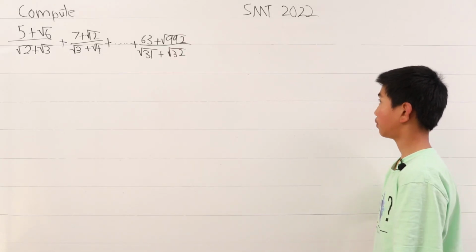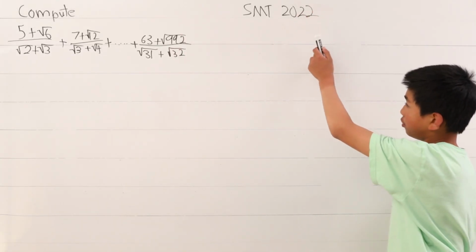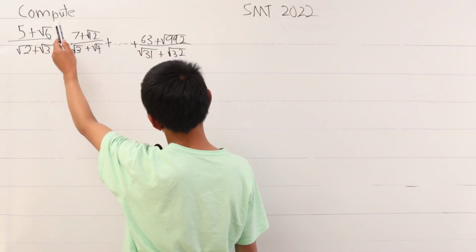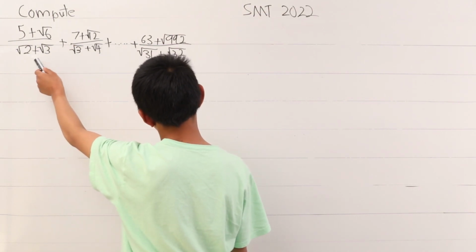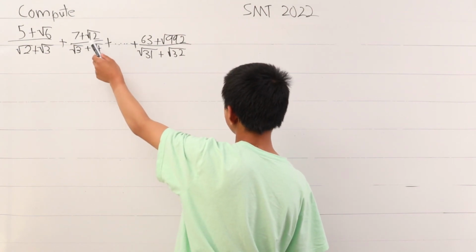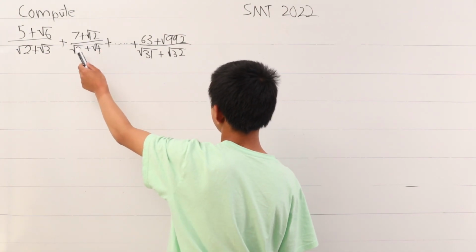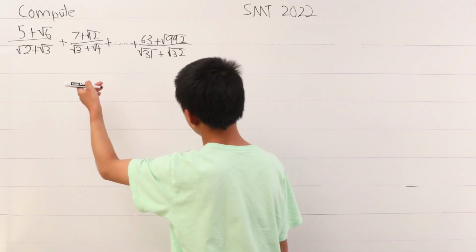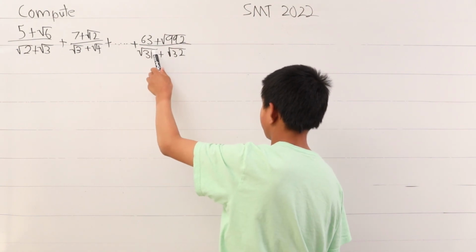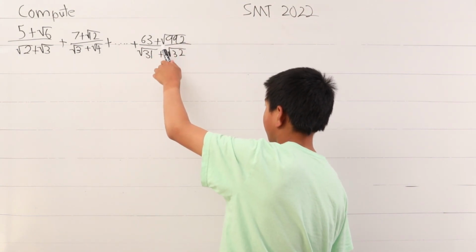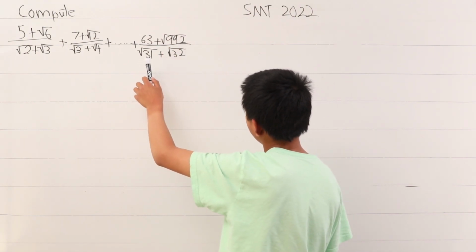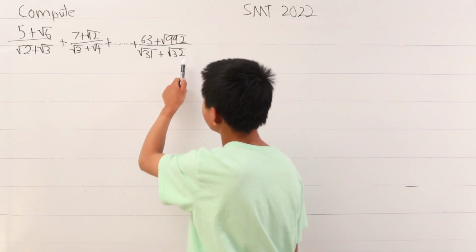We have a problem from the SMT of 2022. We want to compute what (5 plus the square root of 6) divided by (the square root of 2 plus the square root of 3), plus (7 plus the square root of 12) divided by (the square root of 3 plus the square root of 4), and you add all the values in between, up to the last term, which is (63 plus the square root of 992) divided by (the square root of 31 plus the square root of 32).